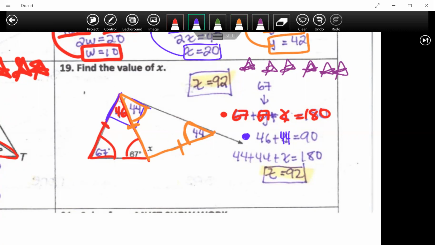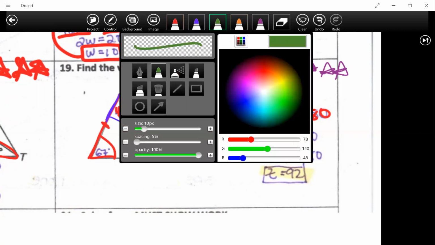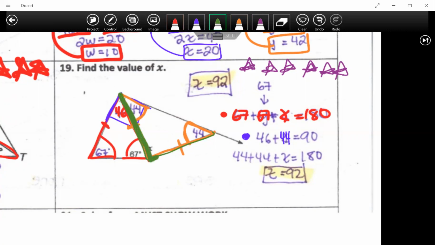Triangle sum for the last part. Highlight that a little bit better. Triangle sum for the last part gives me the last part of this angle. 44 plus 44 plus x is equal to 180, which gives x equal to 92. Yes.